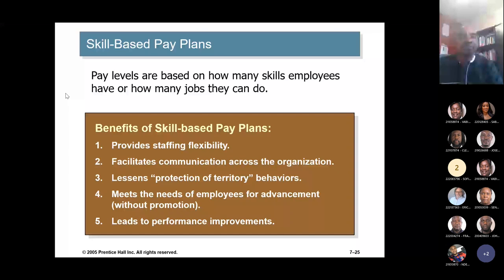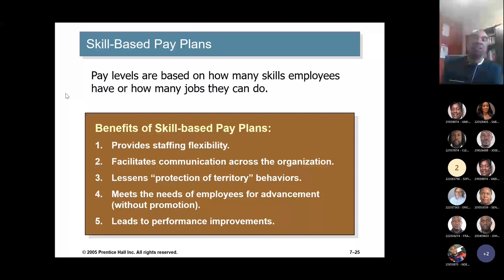Another benefit of a skill-based pay plan is, of course, lessened protection of territory behavior. I have spoken about that. It lessens the issue of organizational silos or functional silos, where people feel this is my territory, let me protect it, let other people not know what we do here. So it lessens protection of territory when people are moved from one department to the other, knowing fully well that you'll be moved back to this department.